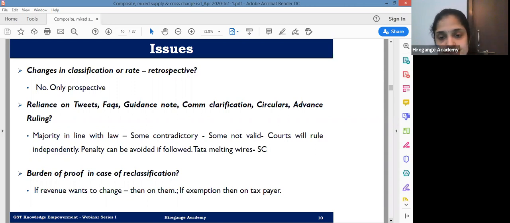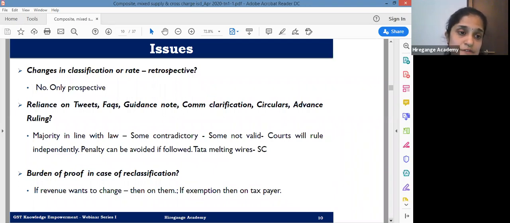Okay. However, coming to the specific aspect of the advance ruling, I would say an advance ruling is something which is given by the lower levels of the officers.